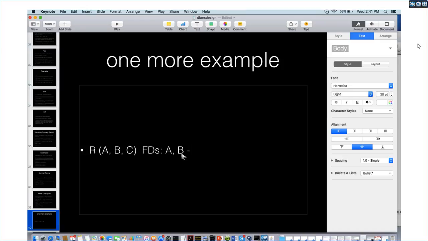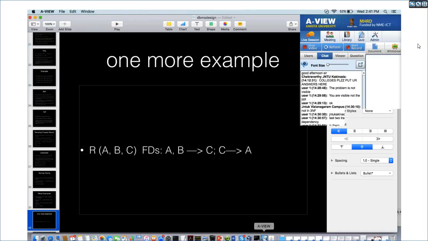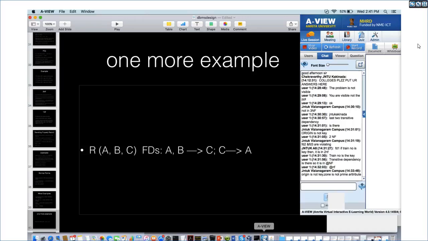Okay, and then C determines A. Given these FDs, now identify which normal form it is in. AB together will determine C, and C determines A. This is an abstract relationship R having A, B, C as the attributes. Now we want to find out which normal form it is in. First, how will you determine the candidate keys for this relationship?